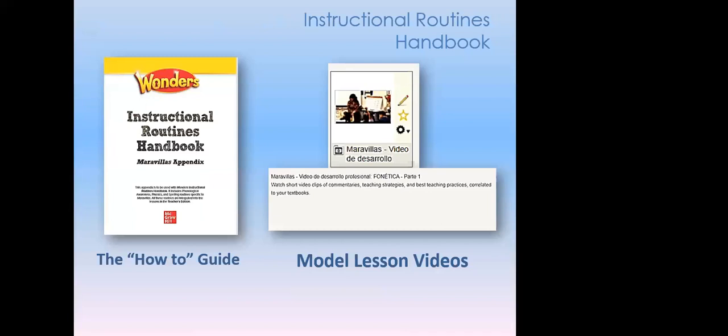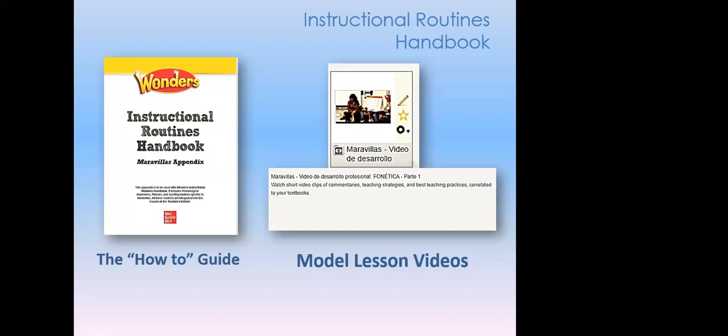So, brand new to you guys is something called el apéndice para Maravillas. In Wonders, you have an instructional routines handbook that houses all of the instructional routines. We've added un apéndice, or a Maravillas appendix, that will show you or script out or flesh out a little bit more the rutinas de enseñanza o instruccionales in Maravillas. So you're going to have those in the back of the instructional routines handbook. That appendix is really going to be very important to you.